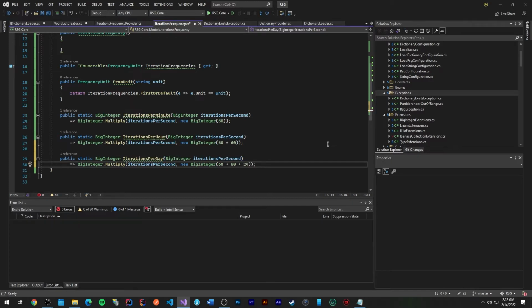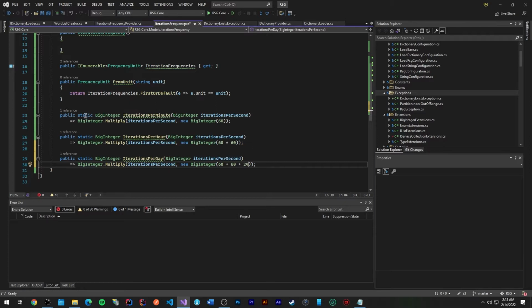But this is the iterations per day. Now it sounds like, whoa, I just did that so quick. Yeah, I wrote that code quick because it's in the moment. I'm in my own thoughts. I know what I'm doing, and I believe this to be correct.